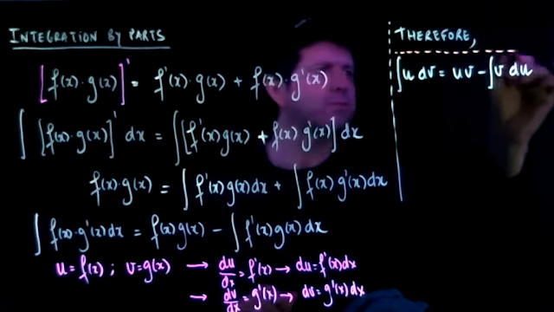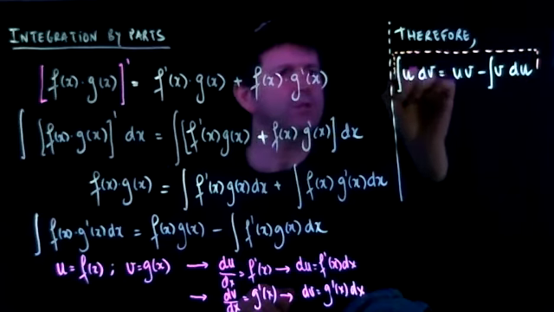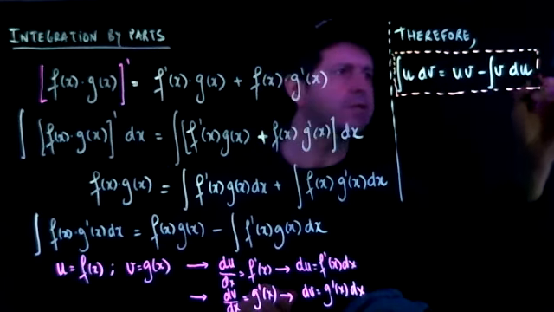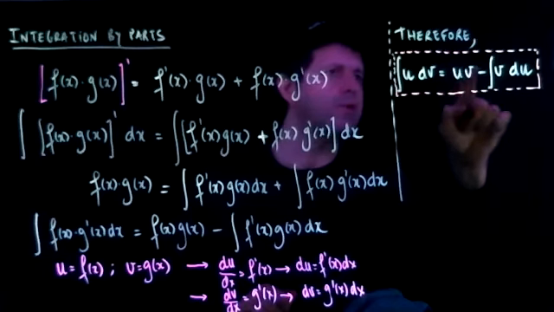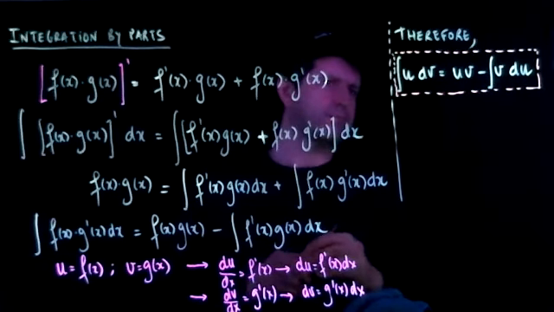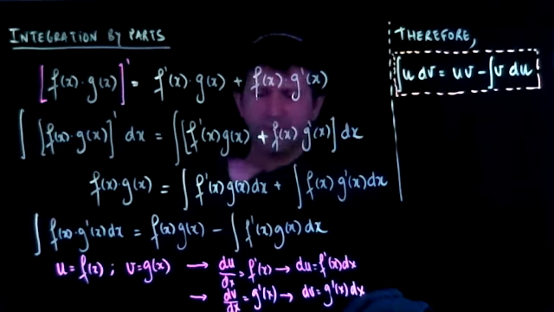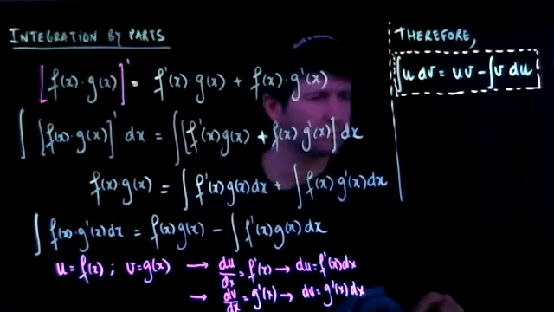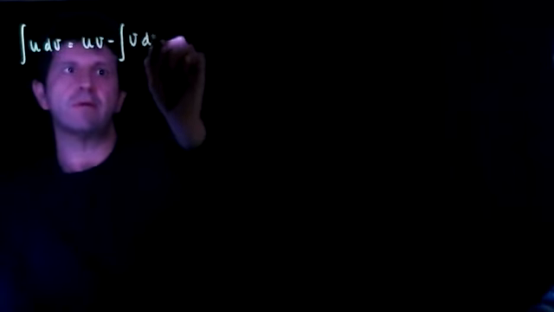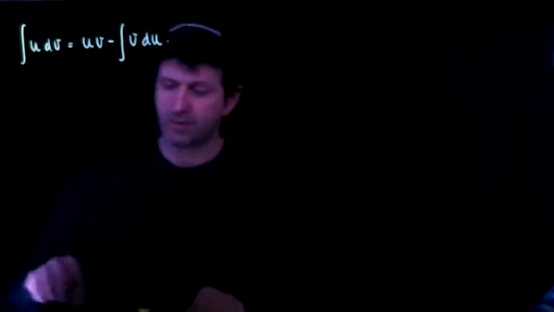This is what we're going to use. You have to remember it like a song. The integral of u dv is uv minus the integral of v du. So maybe take a screenshot. Let me just write down the formula here again. The integral of u dv is u times v minus the integral of v du.